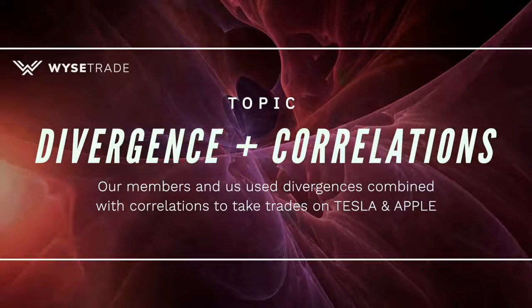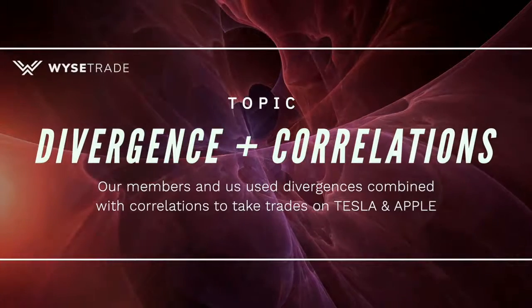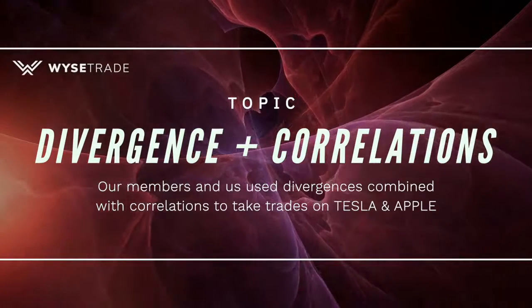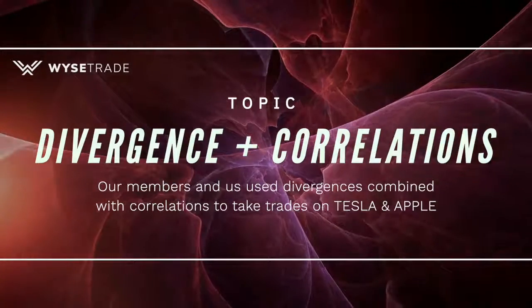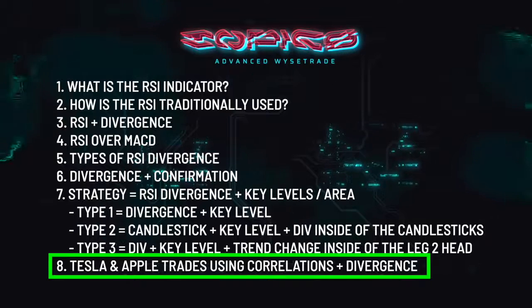video. We're going to show you how our members and us used divergence combined with correlations to enter trades on Tesla and Apple during the deep S&P 500 market pullback.